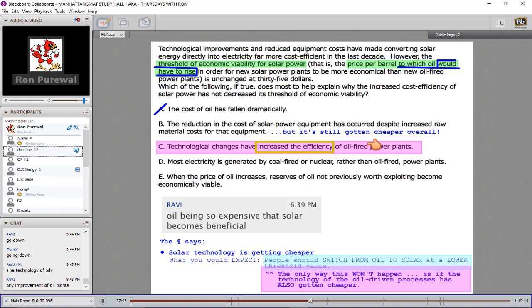Same thing here, right? The point is the technology has gotten cheaper, and choice B does not change that. Choice B just says that one of the variables going into that actually got more expensive, but so what? Still cheaper overall.